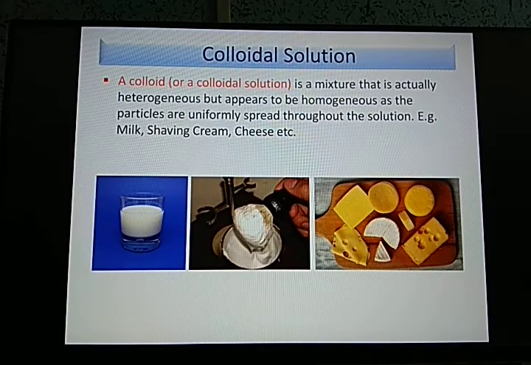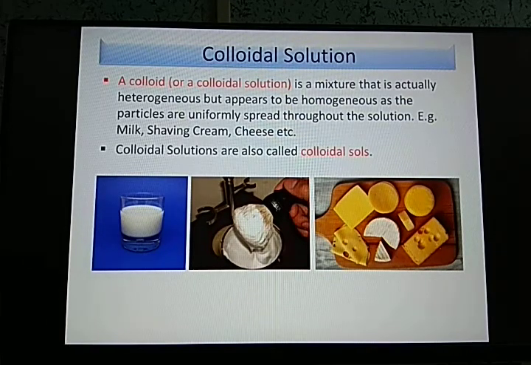So I hope this is clear to you what a colloid is. Now next, colloidal solutions are also called colloidal salts. So sometimes, in short, these colloidal solutions are called colloidal salts. Clear? Now let's move on.